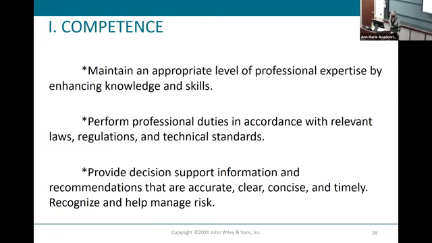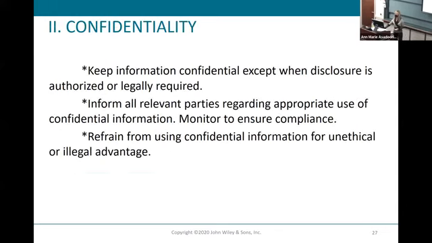And then again, providing your employees or the people below you with accurate, clear, concise, and timely information on everything that you know, right? You're responsible for everybody under you. Okay, confidentiality. Keep things to yourself. Sensitive information should not just be thrown out there, right? Keep information confidential, except when disclosure is authorized or legally required.